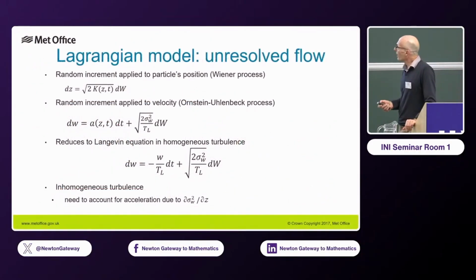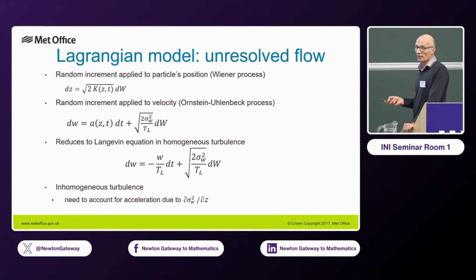So how do we apply that random increment? We have two different levels of stochastic differential equations. The first is where we just apply the random increment to the particle's position. So this is equivalent to just a simple diffusion equation that's spreading material through space. And there the size of the random increment just depends on the size of the diffusivity.